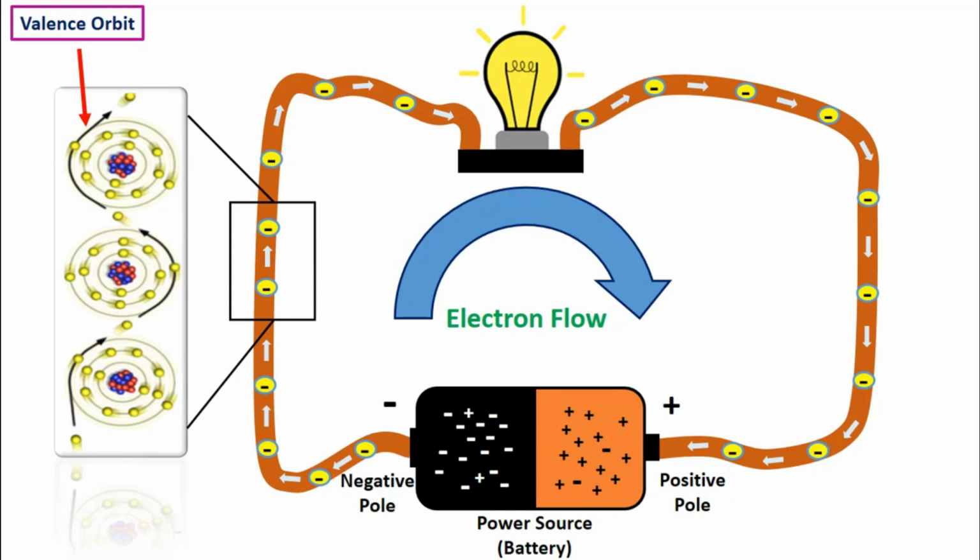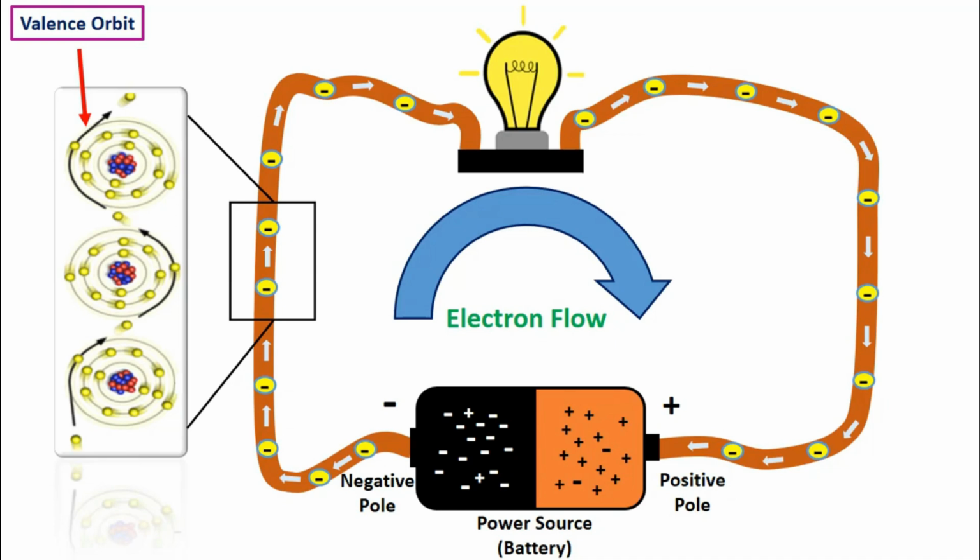Plus charges on the positive pole attract electrons on the negative pole. Electrons in the negative pole reach the plus pole by moving electrons in the valence orbit of the conductor. In this way, electric current is created. The lamp illuminates when electrons are moved from the negative pole of the power supply to the positive pole.